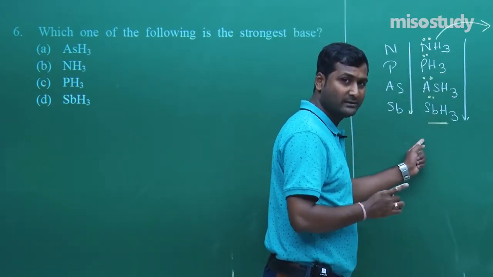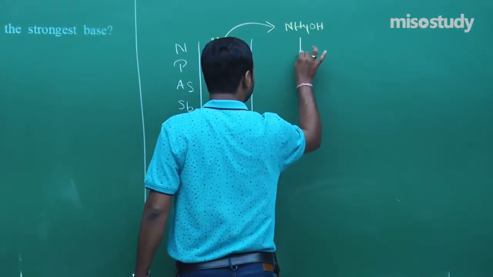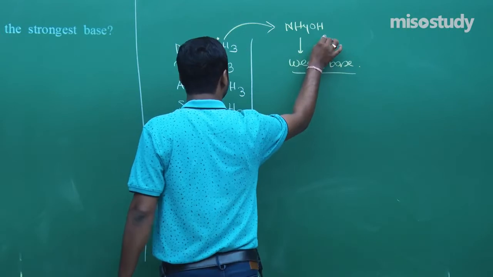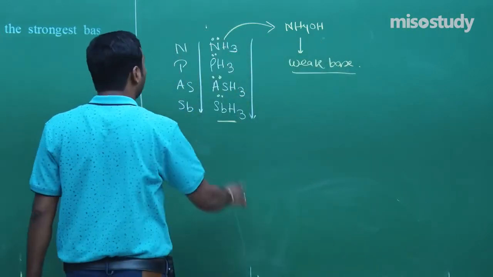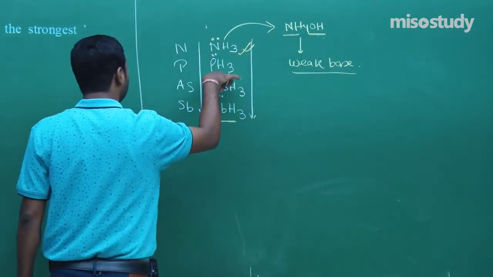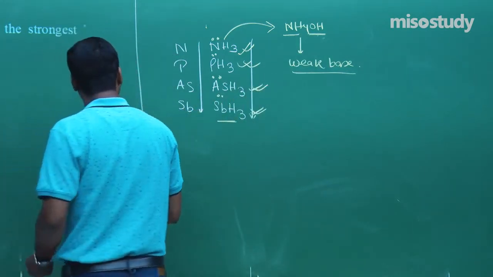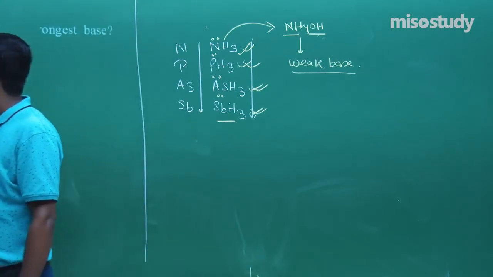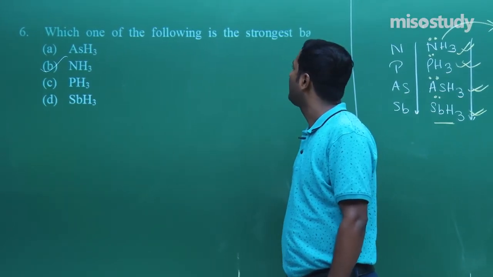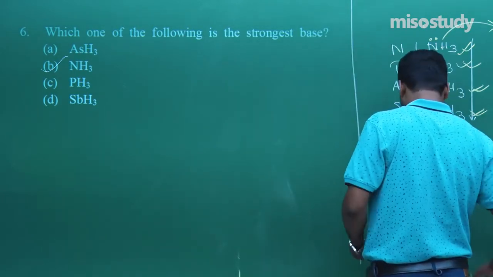Otherwise, NH3 which forms NH4OH, we generally consider as a weak base. But if we compare within group 15 elements, then we say NH3 is a strong base in comparison to PH3, AsH3 and SbH3. Clear? So in this case, what is the answer? Sir, the option B. For question number 6, B is the correct option. Which one of the following is the strongest base? Clear? Now friend, I'm going to rub this part. Wait for a moment, give me a few seconds.